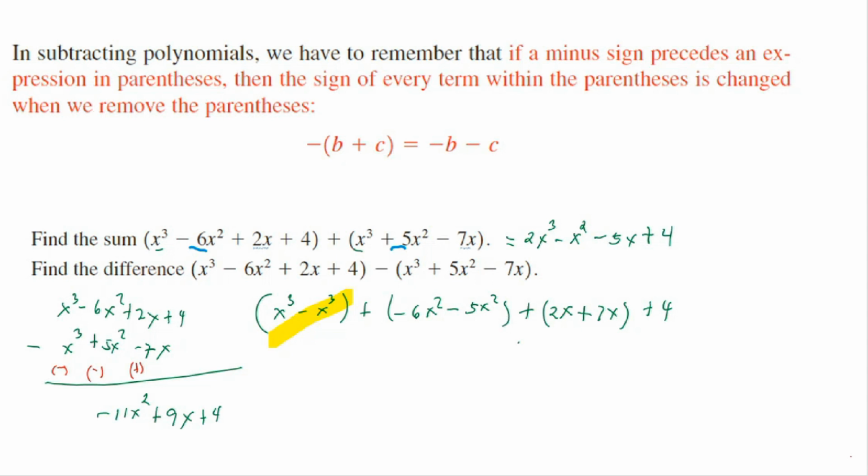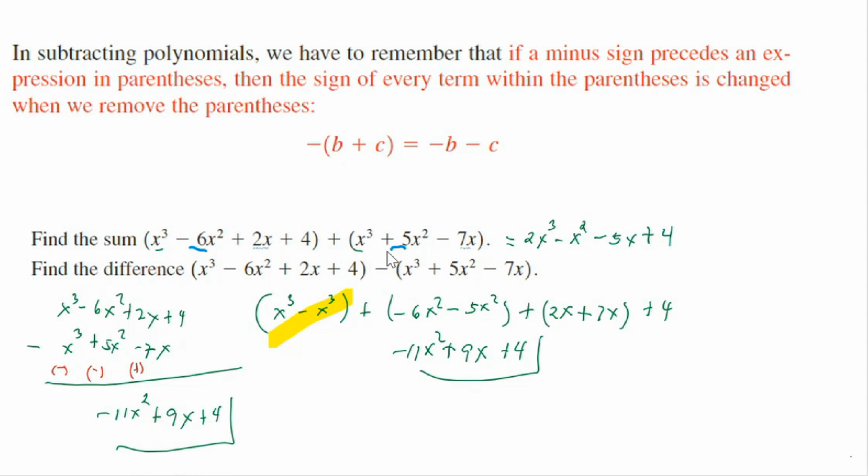So therefore it becomes negative 6 and negative 5. So we have negative 11x squared. And then we have 2x plus 7x, we have plus 9x. And then the last term is positive 4. So the answer is just the same as the first method.